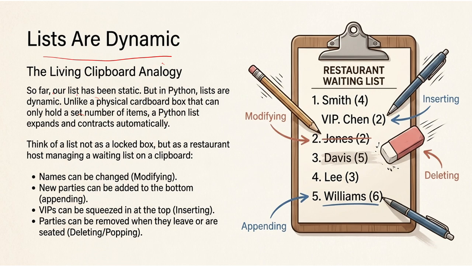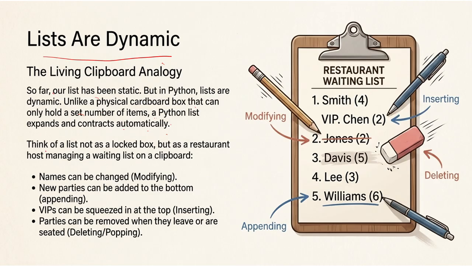In Python, lists are dynamic. Unlike a physical cardboard box that can only hold a set number of items, a Python list expands and contracts automatically. What does this mean? Suppose you have a list in Python: you can add new items to it, you can delete items from it, you can even change the values of items within a list. Since you can add, delete, and modify, lists are dynamic in nature.